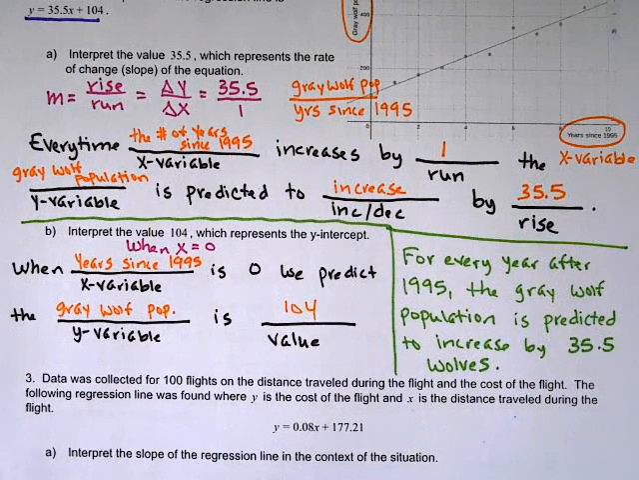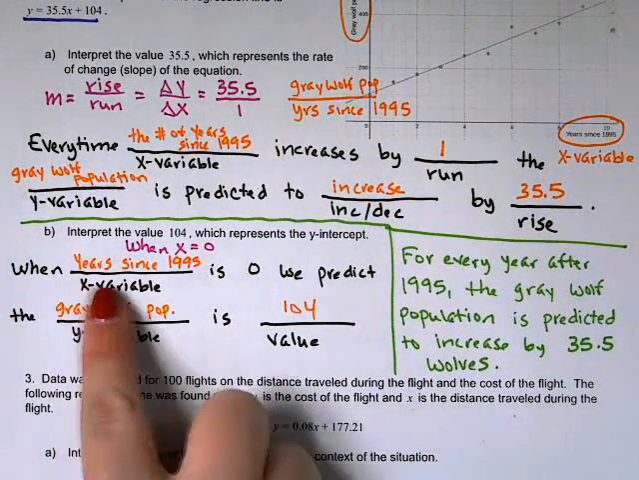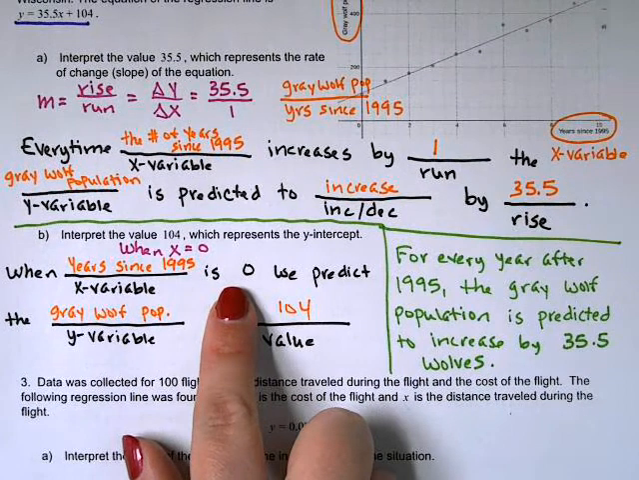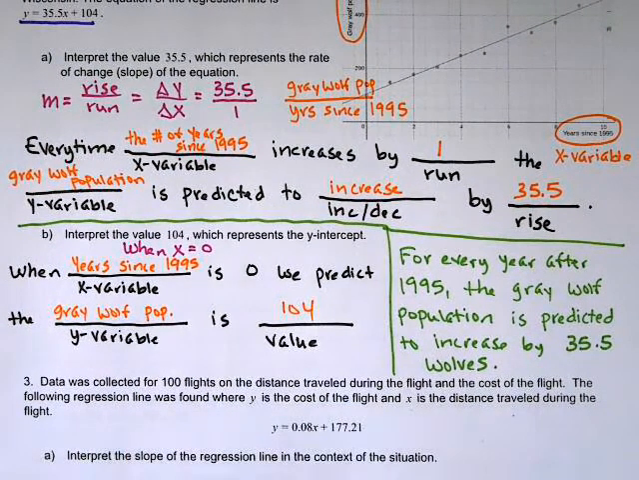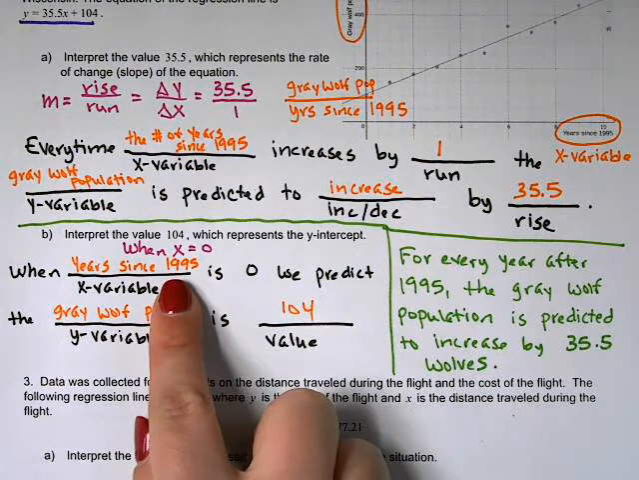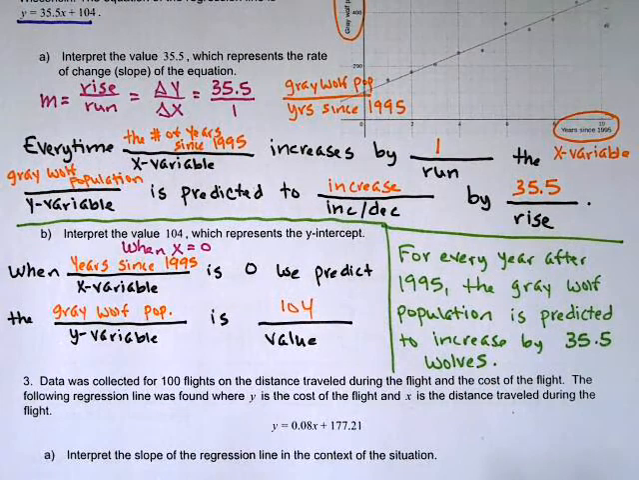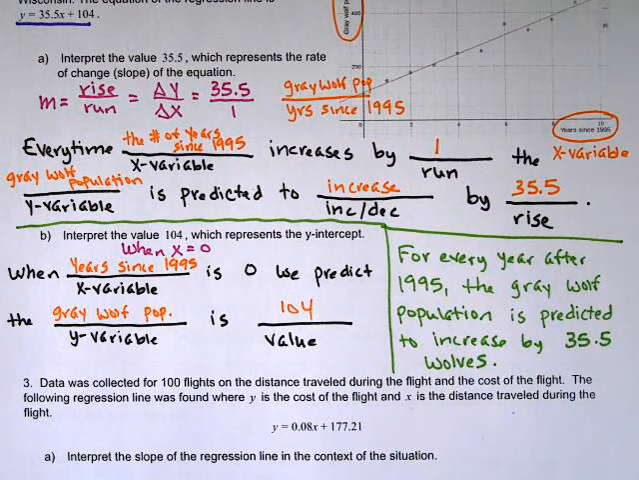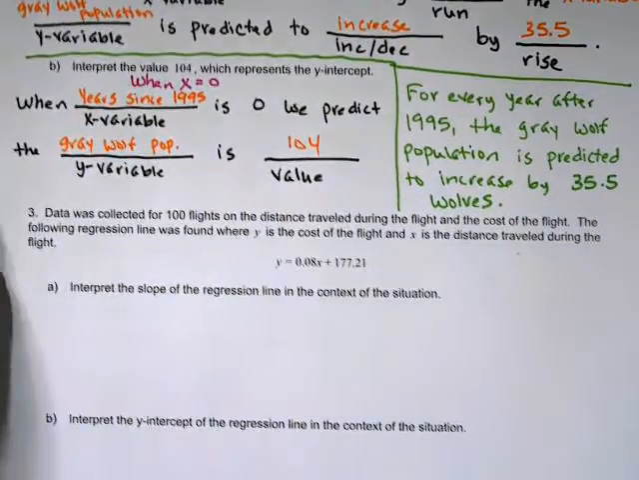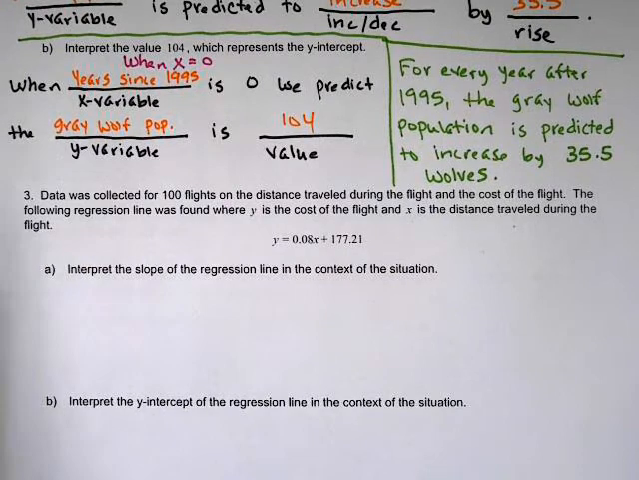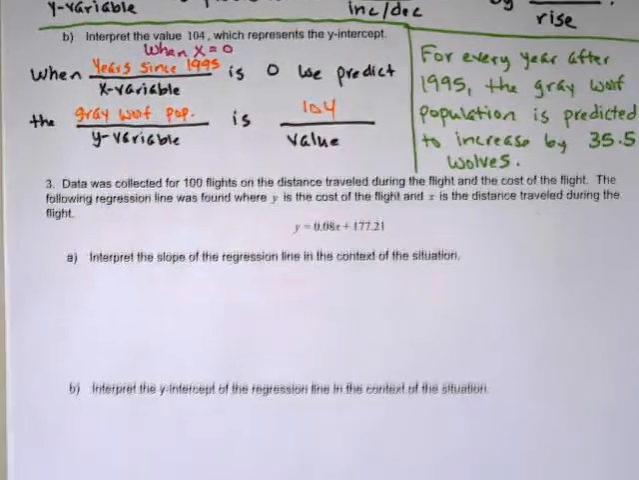Again, there's probably an easier way to say it. Instead of when the years since 1995 is 0, I would probably just say in 1995, right? Because if it's been 0 years since 1995, it is the year 1995. So you could say something along those lines as well. I just want you to see how using those fill in the blanks from the page before can be useful. Okay, so Ms. K, I want you to pause the video and have students try number 3, and then you can go ahead and play it and show them the answers.